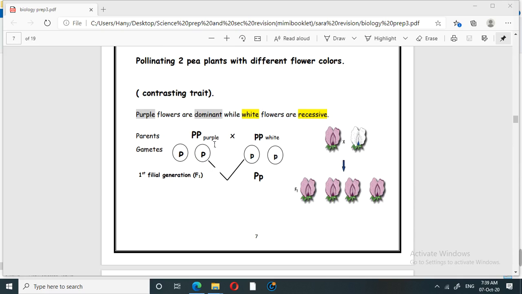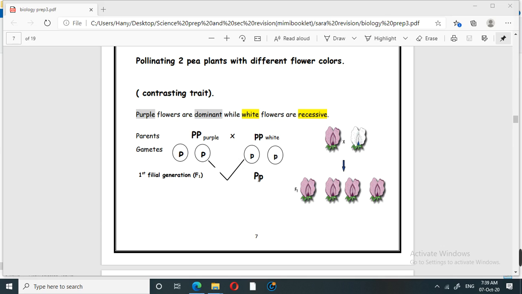Here's another example. If we have a purple or red flower with a white flower, the purple flower is the dominant, so it will take the two capital letters, and the white will take the same letter but the small of it. After that, we will take the gametes. It's enough to take one letter of them because all the pollen grains will be with the same letter, P capital and here P small. Make a fertilization between them.